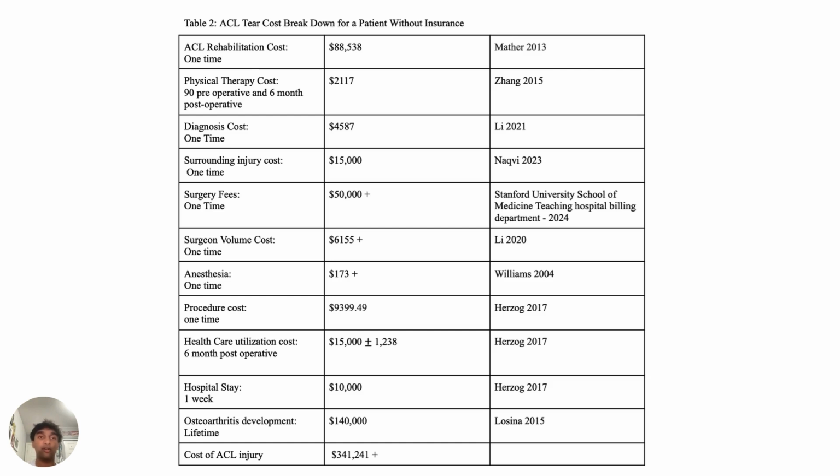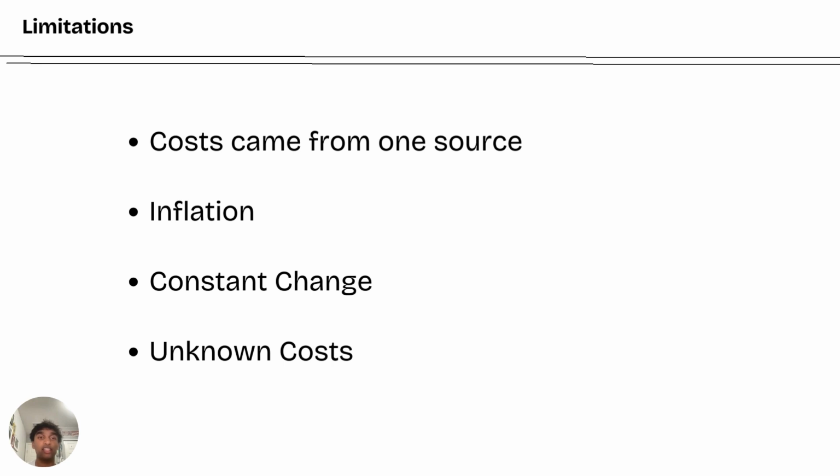From these five criteria points, we're able to finally put a number to the cost of an ACL tear through rehabilitation, physical therapy, diagnosis, surgery fee, and anesthesia, on top of many others. The overall cost came to almost $350,000. But with this number, it's important to know the limitations of the study. The costs all came from one source, and we know that cost is more of a broad number, and further research is required in order to come up with an exact number.